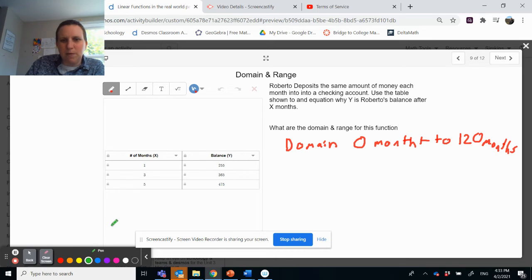Now I'm going to do the same thing for the range. Roberto's savings starts off probably with $0. We don't know for sure exactly what Roberto started off with, but probably $0, right? If you're saving for something. So 0 to how many dollars would Roberto have after 120 months?